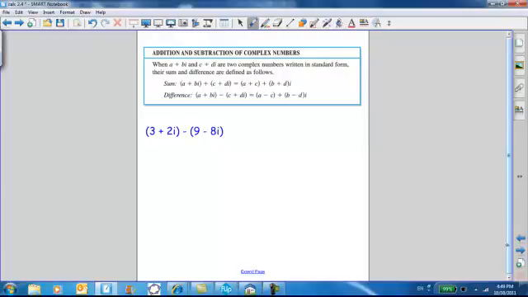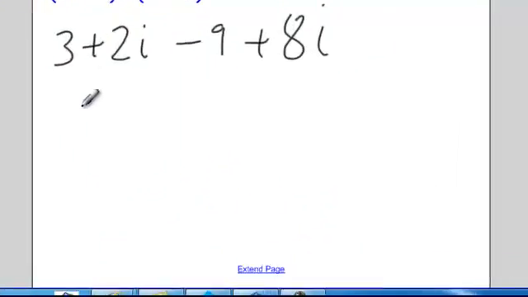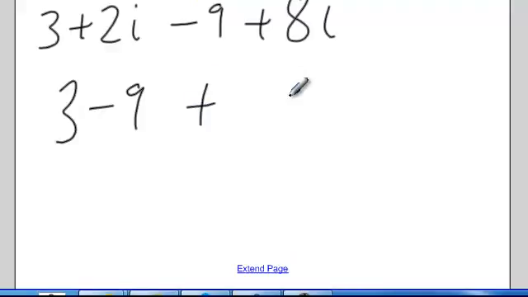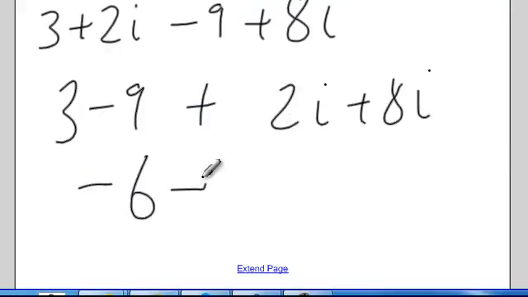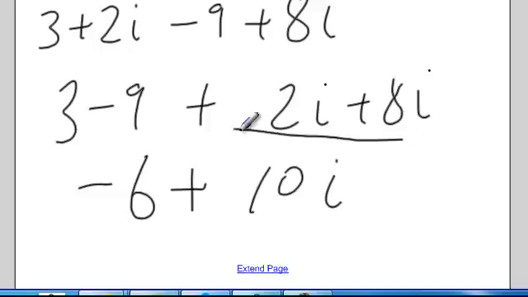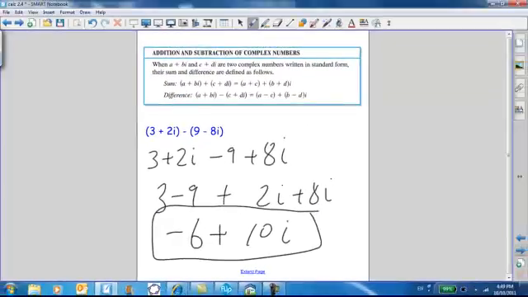Adding and subtracting complex numbers is a lot like what we do with polynomials. 3 plus 2i minus 9 plus 8i. Now we put the real parts together and the imaginary parts together to come up with negative 6 plus 10i. Multiplying is a little trickier.